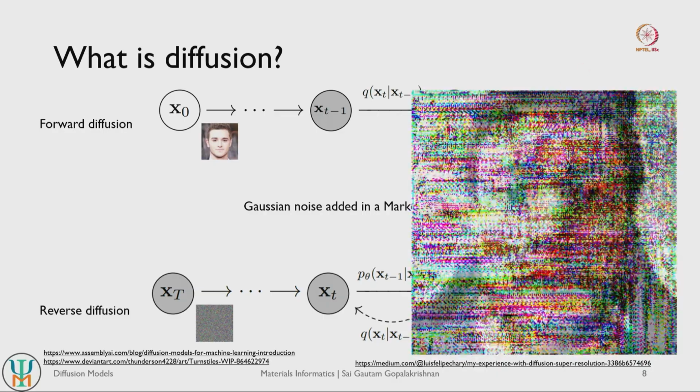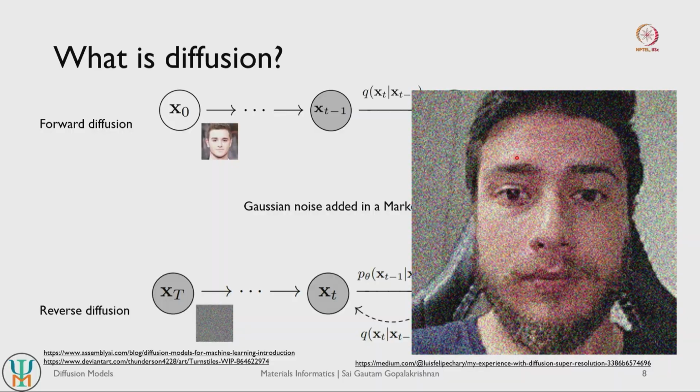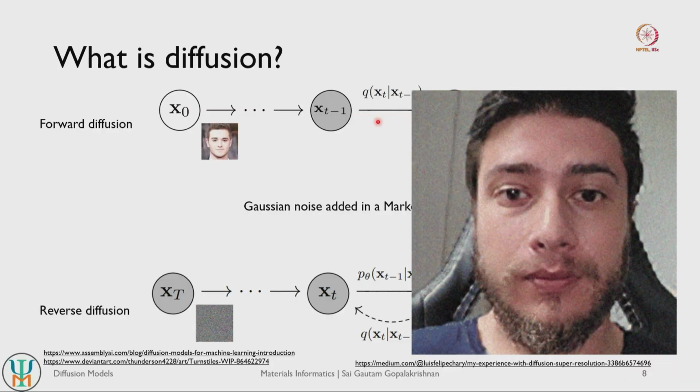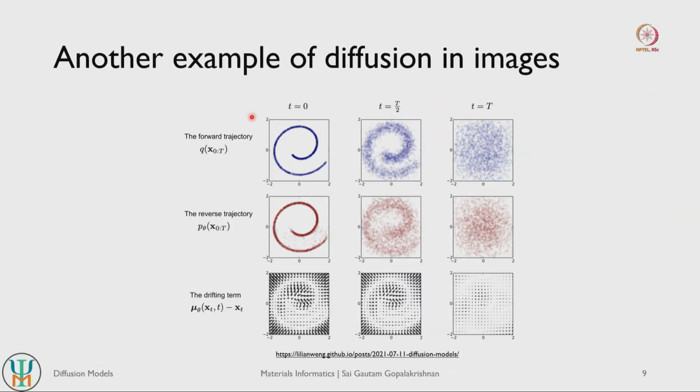So you see that initially you have a fairly noisy image, and then the model tries to learn and recover back the original picture of this person here. Okay. There are other examples of diffusion as well, especially in image tasks. So let's say you have a simple spiral, right, that's your starting image. If you keep adding Gaussian noise, you see that eventually the spiral loses its shape and becomes very noisy here.